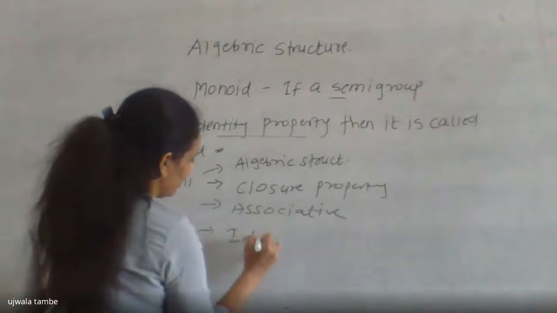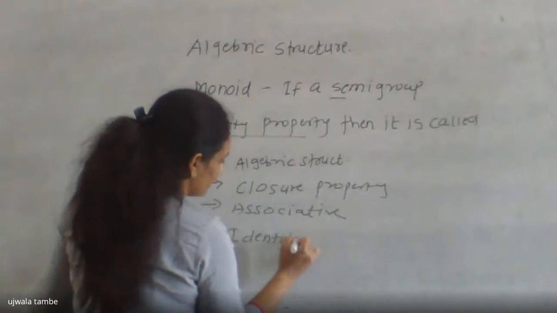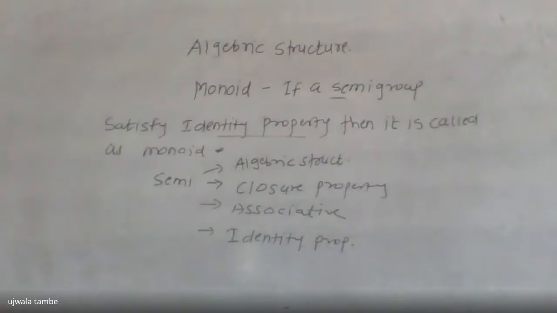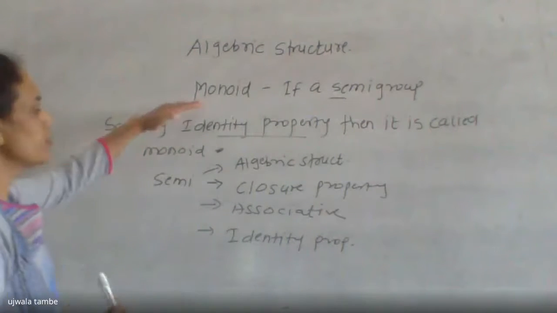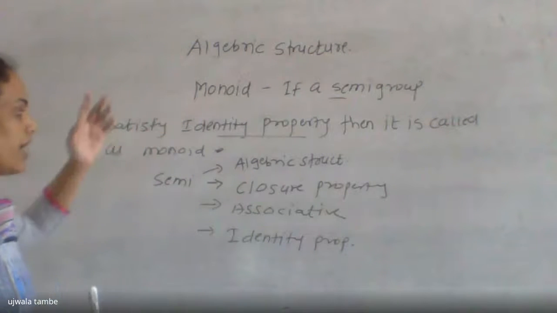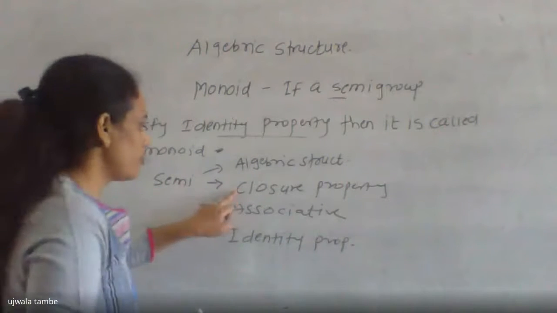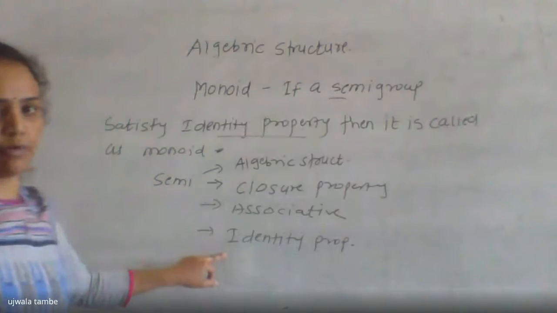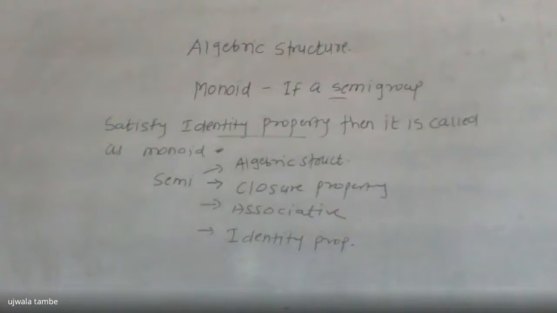Identity. So, for identifying whether the given algebraic structure is a monoid or not, we have to check the closure property, associative property, and identity property. Right? So write down the definition as well as the properties required for the monoid.